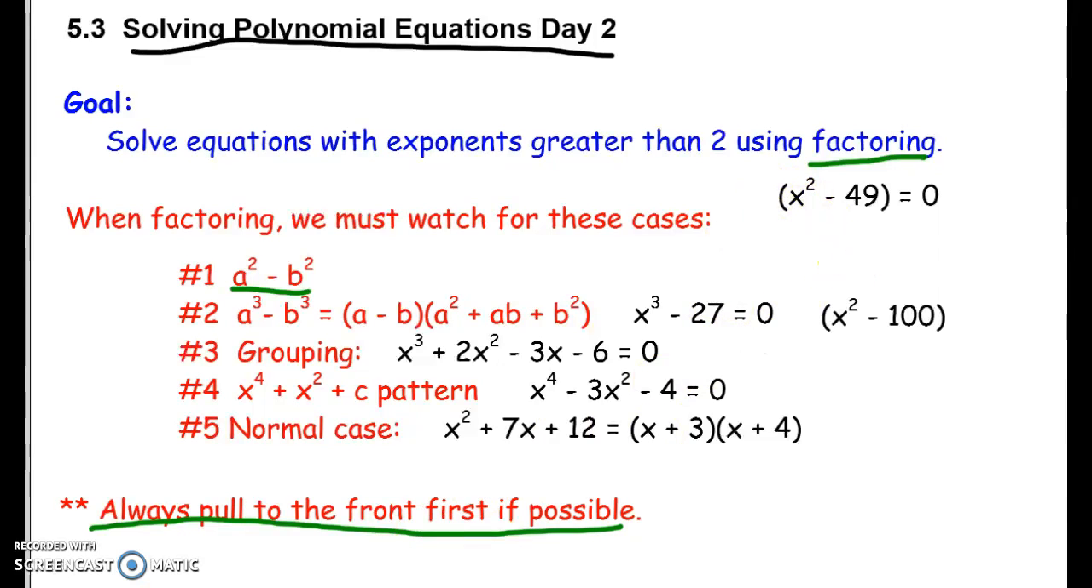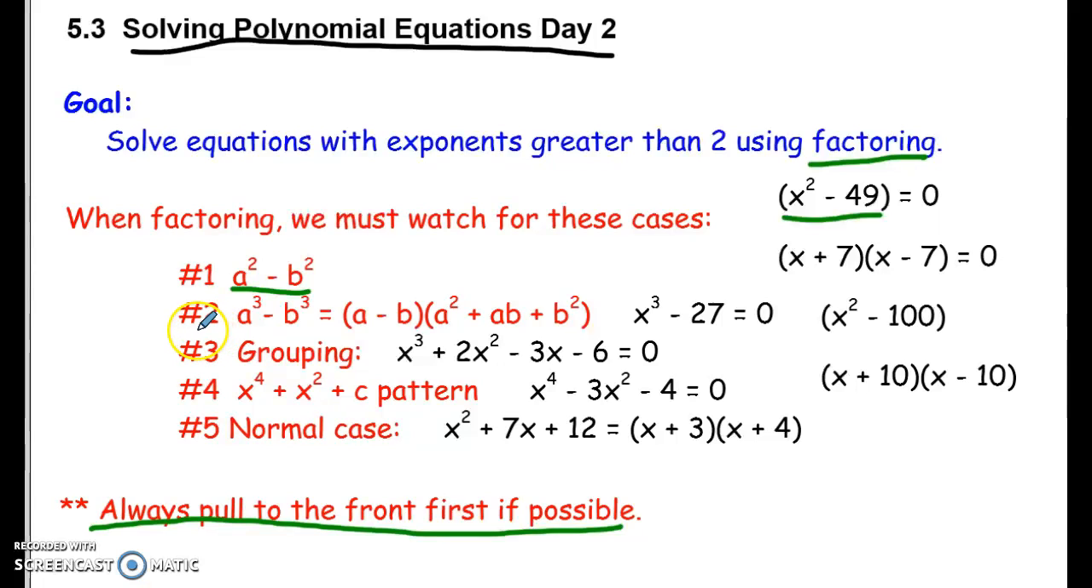I did some examples over here on the side where we have x squared minus 49. Those are 2 square numbers. And just as a review, that factors to x plus 7 and x minus 7. It's just something you have to recognize. X squared minus 100, those are 2 perfect squares, so that factors to x plus 10 and x minus 10.